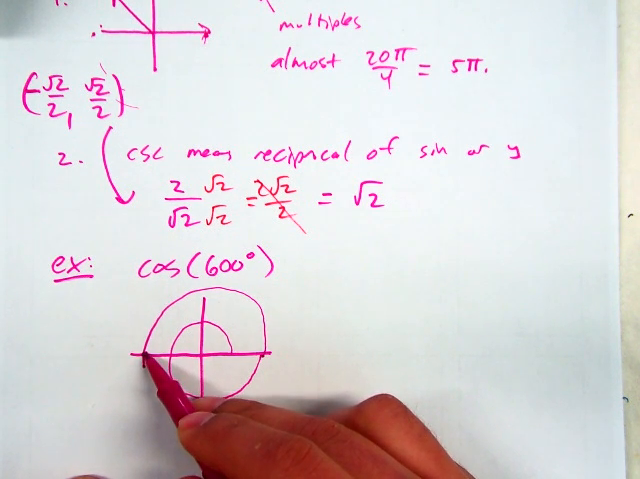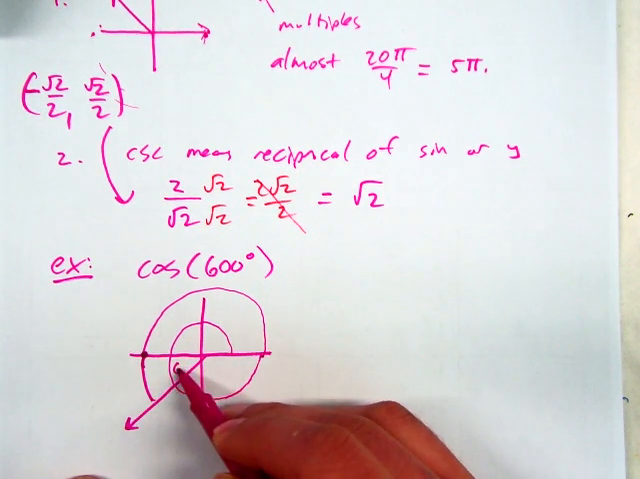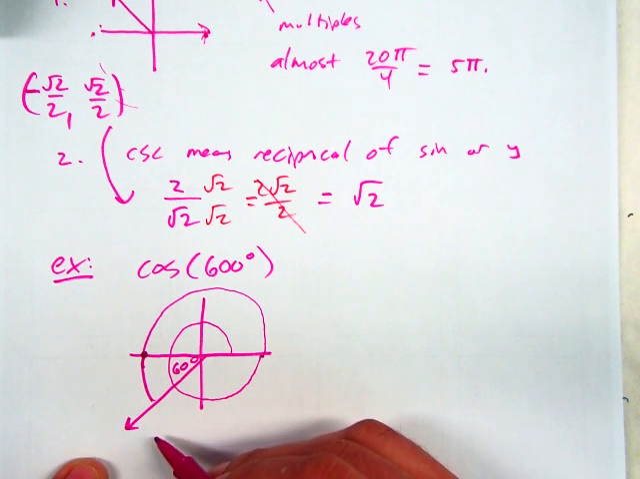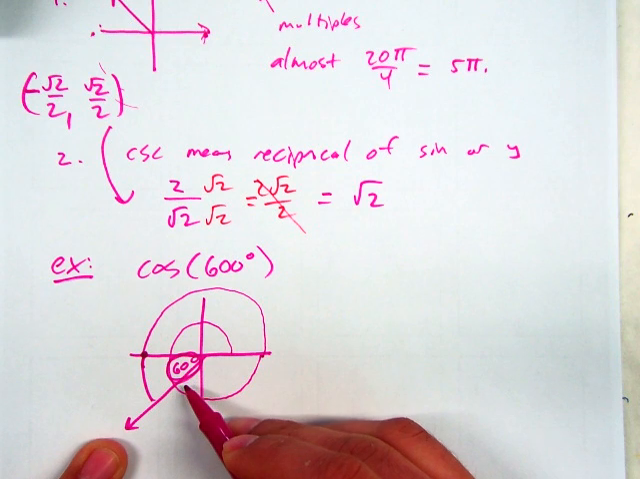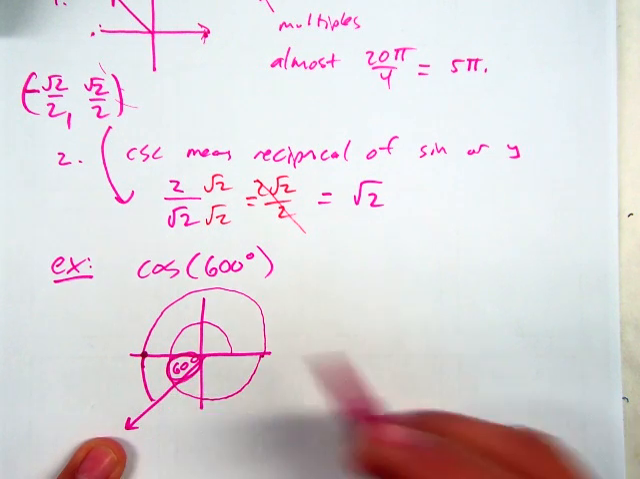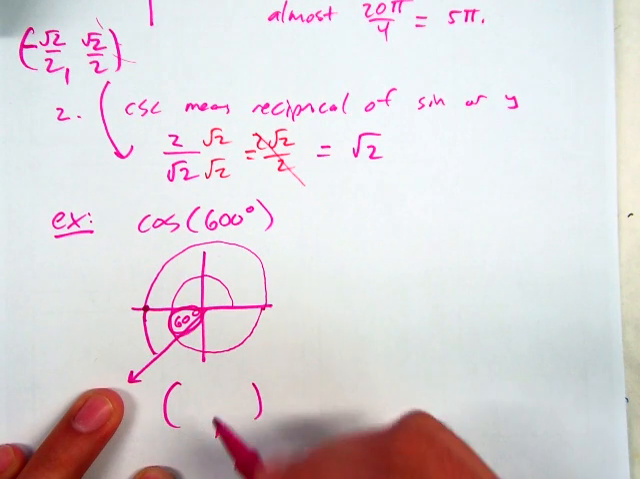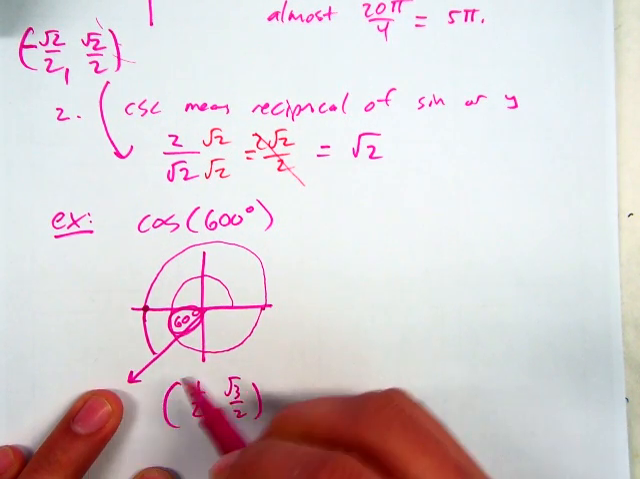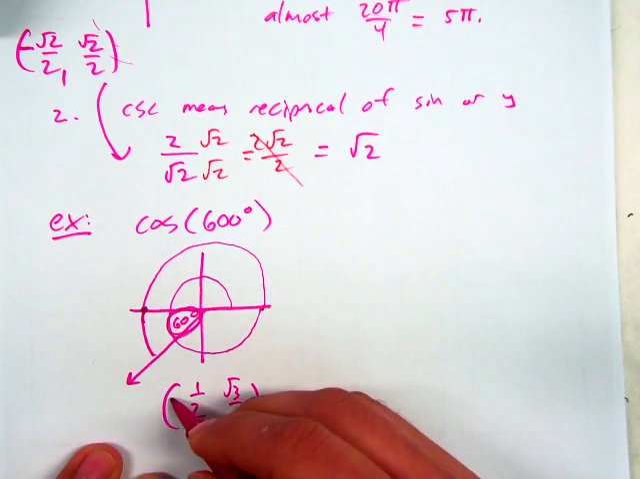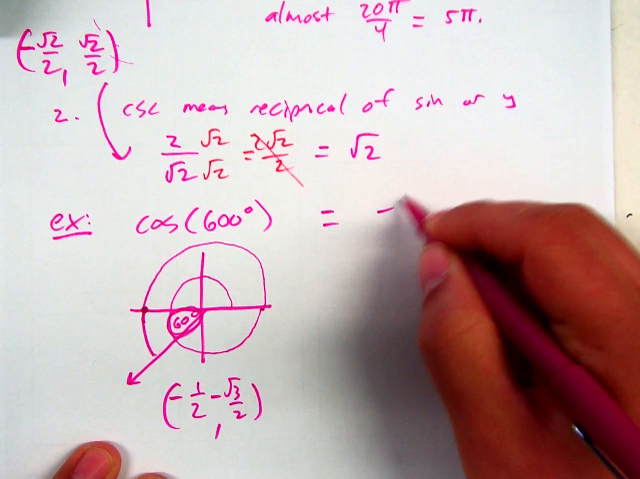This is 540, right? So if I go an extra 60 degrees, there's where I am. You're right, third quadrant. And this is the reference angle right here, 60, right? That's the family of angles I want to think about. What are the coordinates for 60? 1/2, root 3 over 2, and now we adjust. In quadrant 3, everything is negative, so cosine is just negative 1/2.